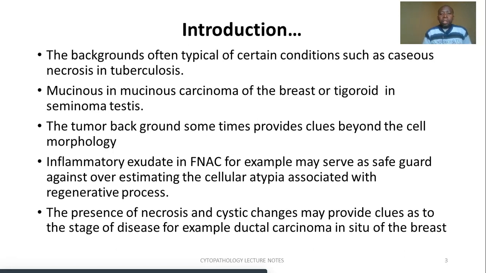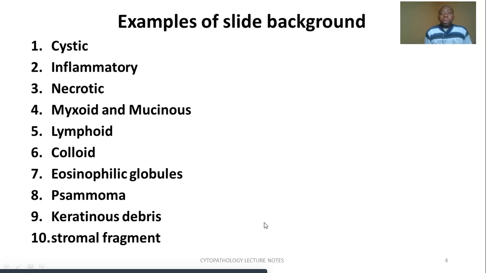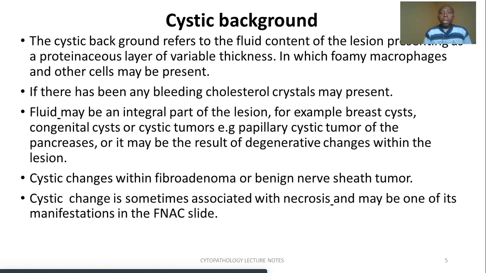So the presence of necrosis and cystic changes may provide clues to the stage of the disease, for example, in ductal carcinoma in situ of the breast. So we are going to be looking at a number of background slides, and we shall have a list. If time allows, we shall go through all of these. So we shall look at the cystic background, inflammatory background, the myxoid, and finally the stromal fragment background as we move forward.